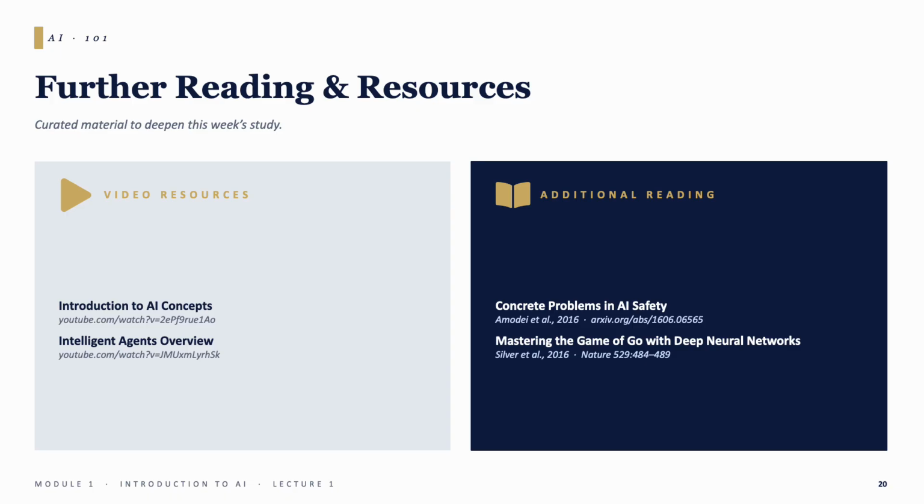The paper Mastering the Game of Go explains how AlphaGo defeated the world champion. It is an excellent example of how advanced AI can solve highly complex problems that were once considered impossible for machines.